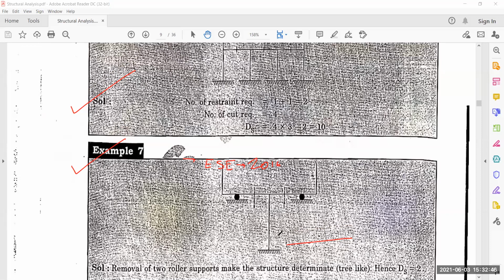Here you also see a support is given, here also a support is given, and here also. So do not count each as another member, because beneath it you see this type of structure, or this type of marking will be shown. So treat this as your structure. Someone is giving me answer: sir, DS is equal to 2. I think he is right.